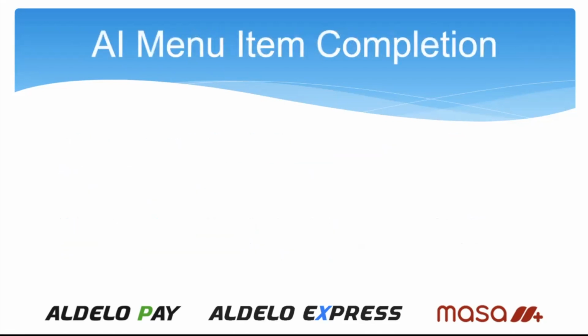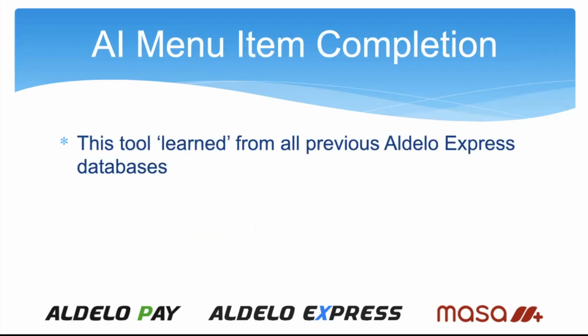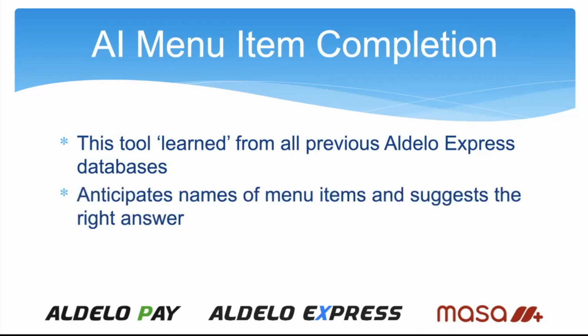And then there's the AI menu item completion tool. This tool was introduced a couple of weeks ago. It has learned from all our previous Aldelo Express databases. Very intelligent. It has looked at all the databases we have for Express on our servers, and now it will start to complete your menu item. That is, it anticipates the name that's going to be put into the menu item and will suggest a list of the correct answers for you.